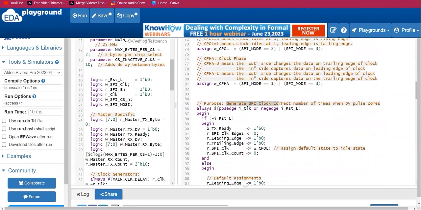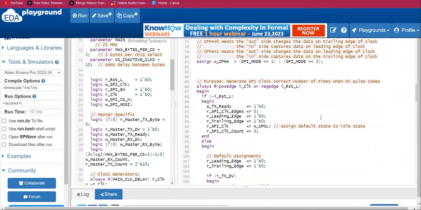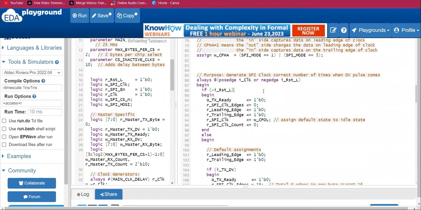Next purpose, generate SPI clock the correct number of times. Suppose here, just initially, the steps when we write any program, any protocol: first, we need to write for reset. So here we are also doing the same thing. Always at the rising edge of clock or negedge of reset. If reset is high, these all signals are getting 0. If reset is high, all are getting 0. SPI clock is getting CPOL. Assign the default state to the idle state.